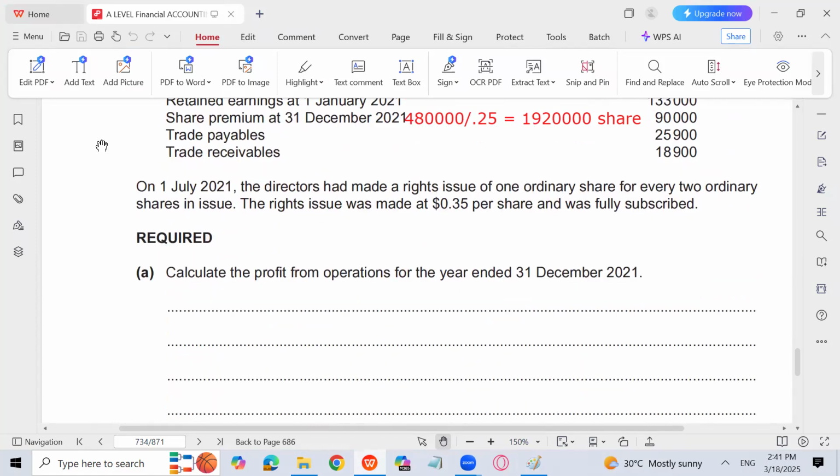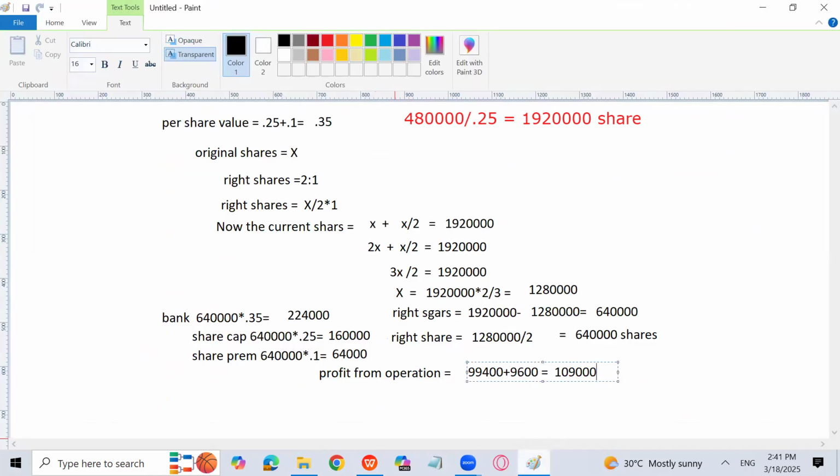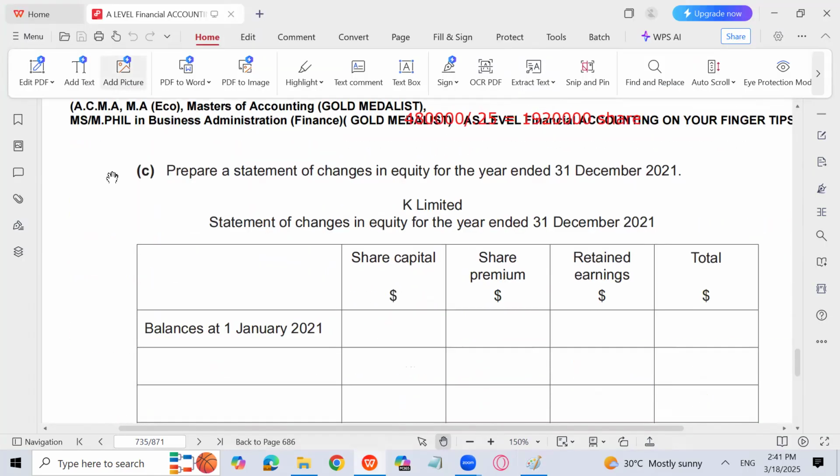Next is calculate the amount raised by the right issue on 1st July. We are already done with that. Okay. We have also calculated the amount of share capital, not only the amount raised by the issue of shares. That is how much? Let me see. That is 2,24,000. But we also now know that what is the amount of share capital? The right shares, that is 1,60,000. The share premium on the right shares is 64,000. So let's move forward. May, June 22-23 is the question.